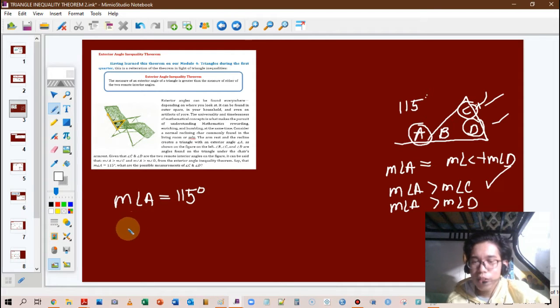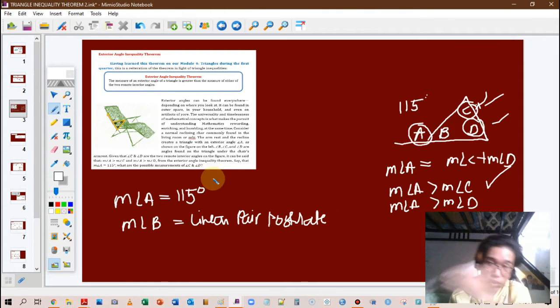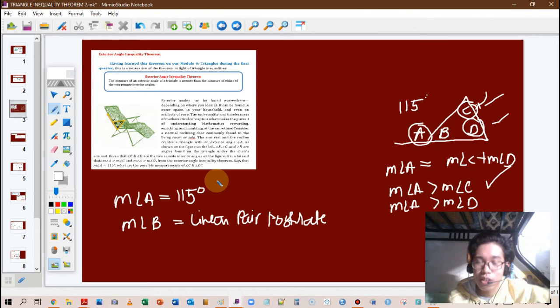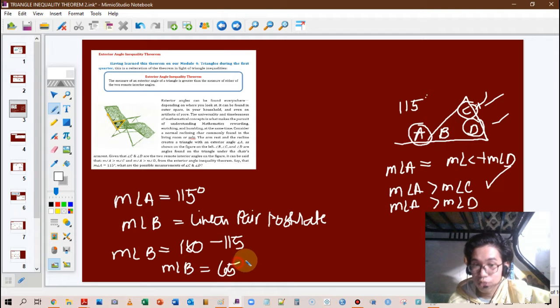To get the measurement of angle B, we're going to use the linear pair postulate. Why are we going to use that? Since it's a straight line, the measurement of a straight angle is 180 degrees. So we just have to subtract 115 from 180 to get the measurement of angle B. Therefore, the measurement of angle B is 65 degrees.